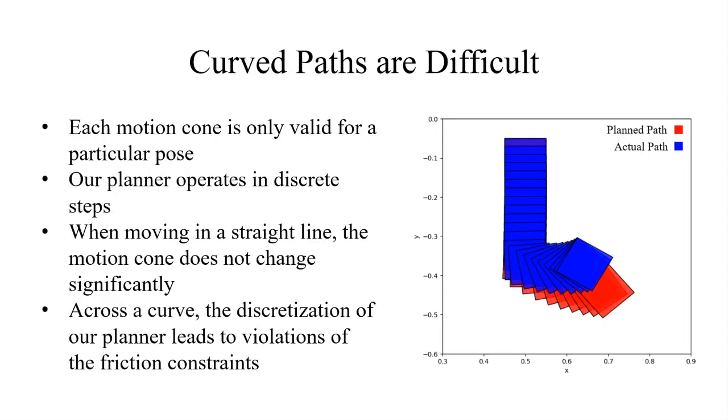Curved paths were found to be especially challenging. This is due to mistaken assumptions regarding our motion cones. Each cone is calculated for a particular configuration and is only valid for that moment along the trajectory. Since our planner operates in discrete steps, we do not verify that the friction constraints are maintained throughout the entire continuous trajectory. While this is acceptable during straight paths, we encounter issues when the applied pusher force is close to the motion cone's boundary, as in the case of a curved trajectory.